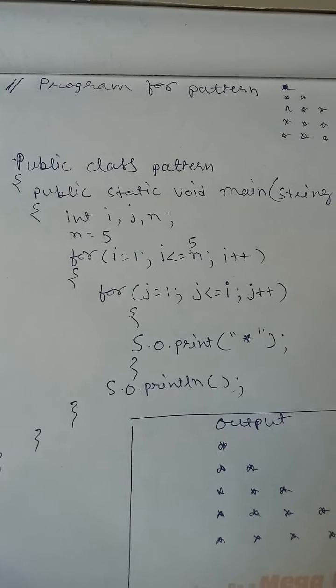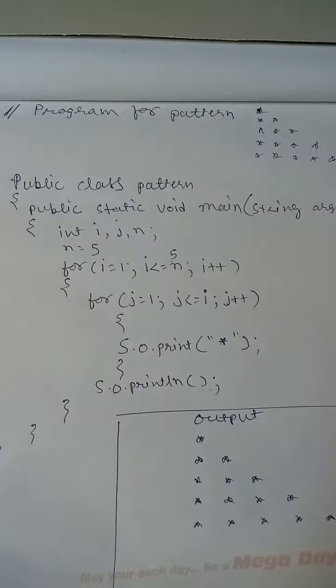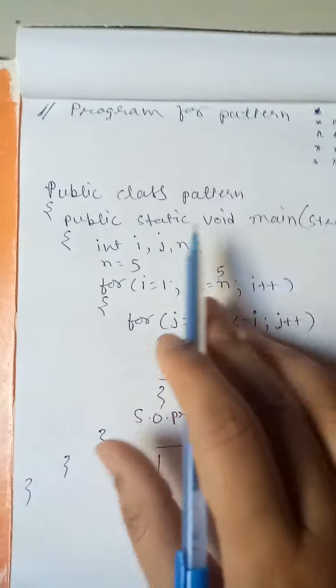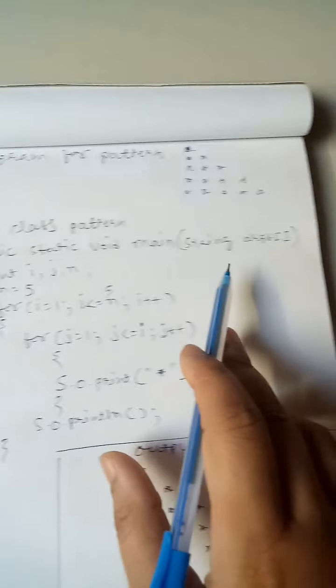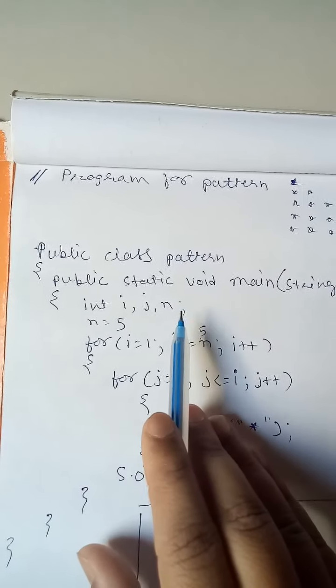Hello everyone. Today I will teach you the program for pattern. We have already discussed it, but still I am repeating it for you. So here my class name is Pattern. Then I have written public static void main String args, and then I have taken three variables: i, j and n.